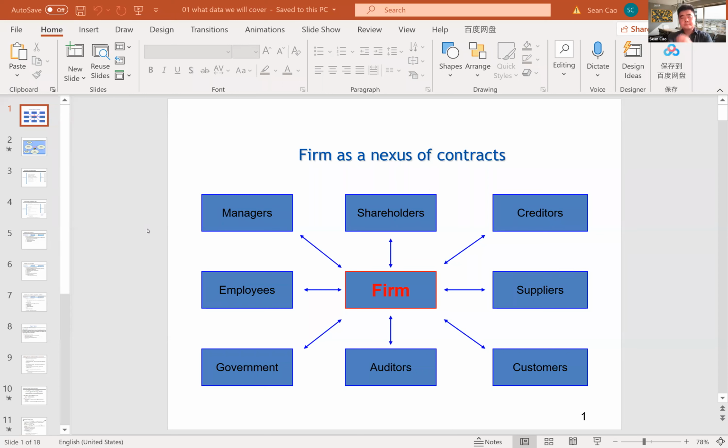Okay, so today, we will first talk about what kind of data we are going to cover in the class and what's the institutional background of the data. And then we will talk about some techniques to analyze the data. So when we talk about big data in finance and accounting, we have a different approach to understand the class.